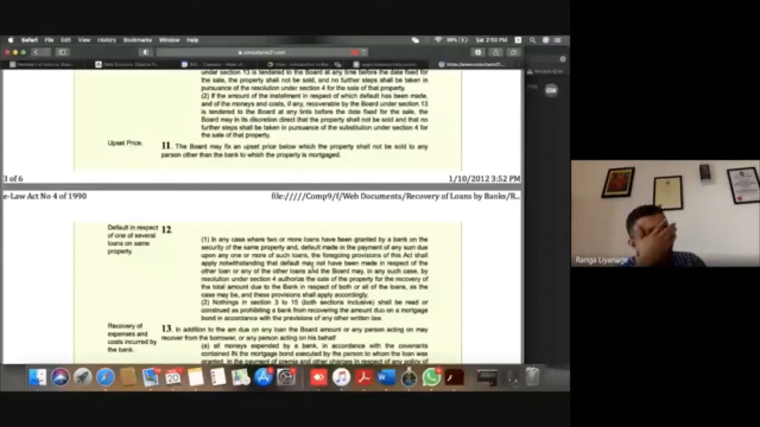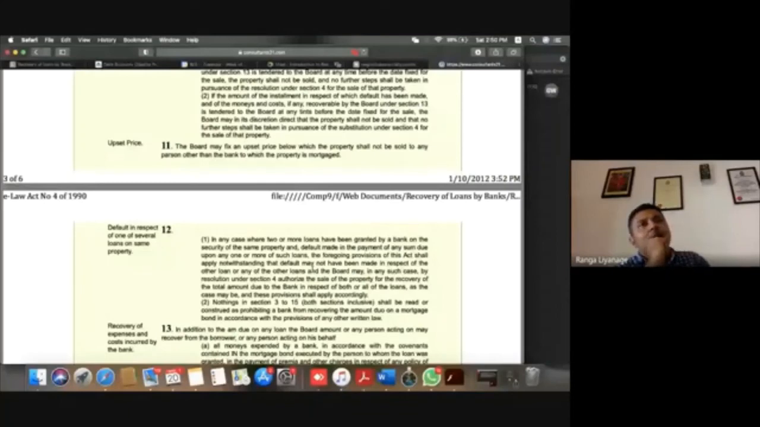So normally upset price is calculated like this. Let's say there is a 10 million loan, 7 million principal outstanding. And let's say another 500, another 300, and it adds up to about another 500,000 in interest plus penalties and bank charges. So altogether, 7.5 million is due and payable by the borrower to the bank. And then the auction charges and all other charges, let's say, bring it to around 7.6 million. That is the upset price.